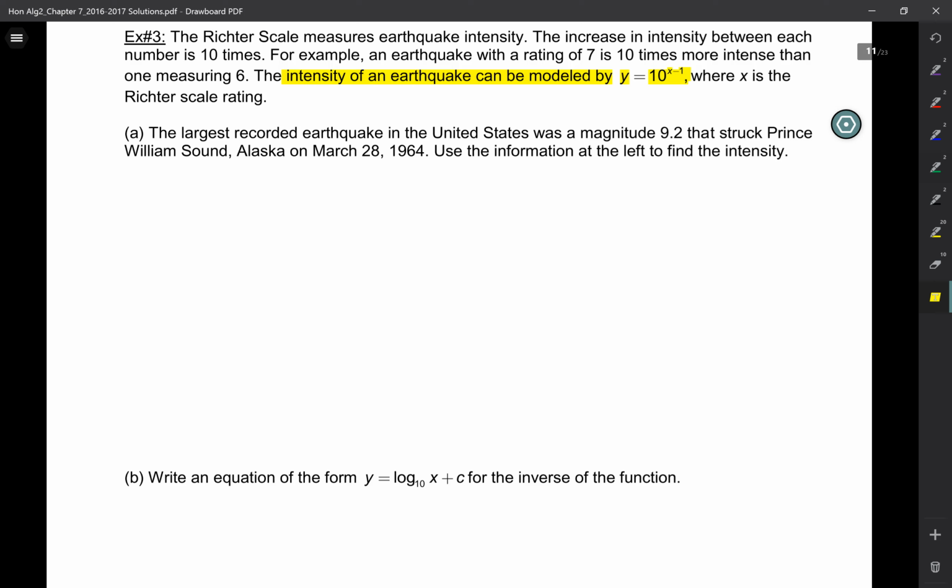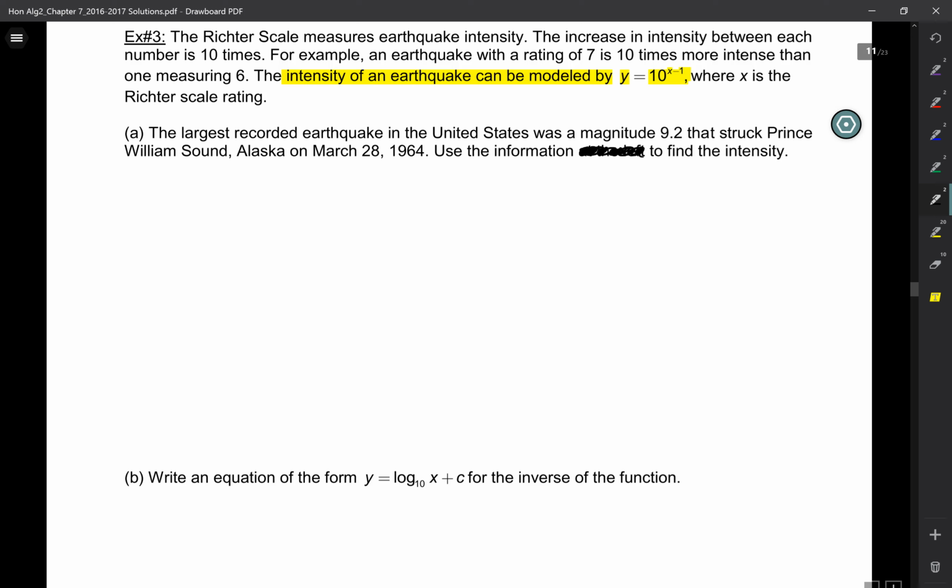Wait a minute. Okay, you know what? When I was copying this, I thought I fixed this, but I guess I didn't. Okay, erase this.